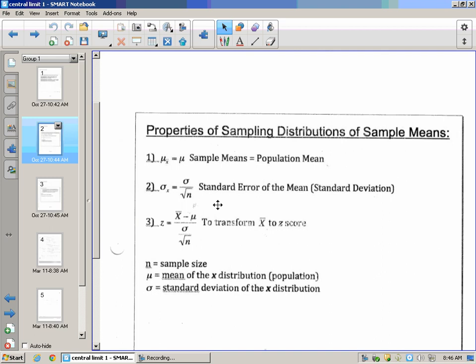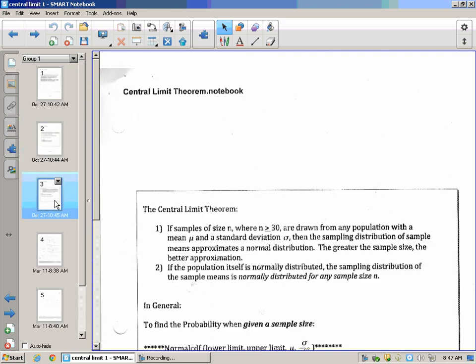Then we have a standard deviation for this, which is the standard error of the mean, which is the standard deviation over the square root of n. Then if we want to transform the sample mean to a z-score, we do the sample mean minus the population mean over the standard error of the mean. And below you see what each letter stands for.